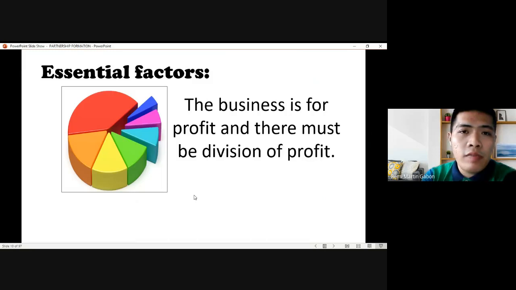Next is that the business is for profit and there must be division of profit. Of course, if we are setting up a business, the main target is always to earn profit. It is only natural for a business to incur losses, but incurring losses is not the objective. The objective is profit. Okay, sir, but is it really natural to incur loss? Yes. There are times that a business incurs loss, but again, incurring loss is not the objective. So it must be for profit, and if the partnership business earns profit, there must be division of profit.